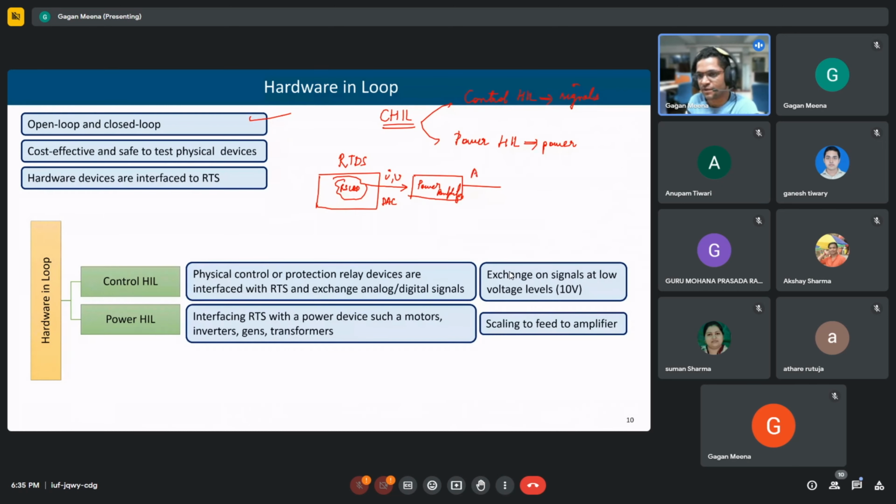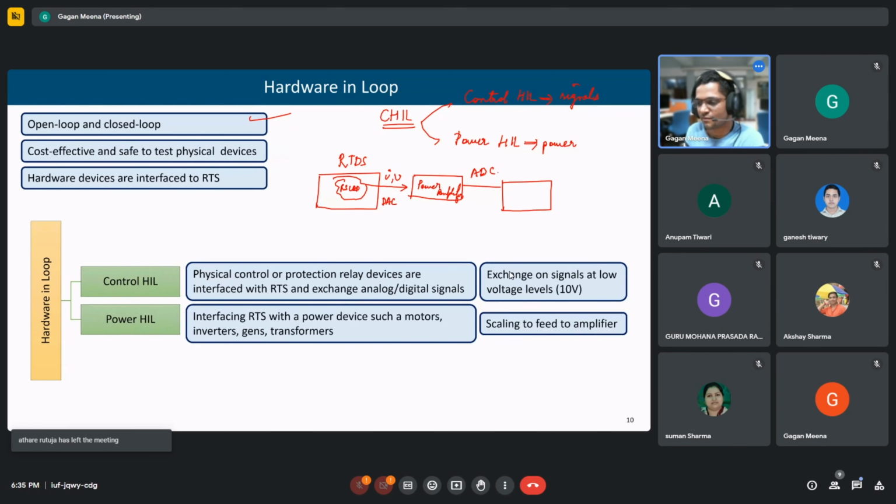Then here we will be having an analog to digital converter. This is not required; directly analog you can feed to the test system. So here we have the test. Let's say this is a relay.